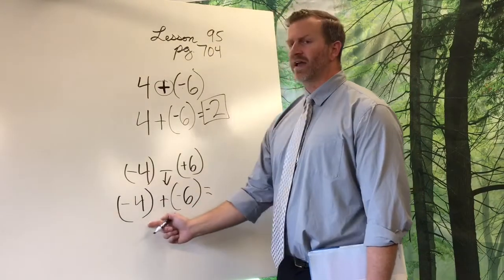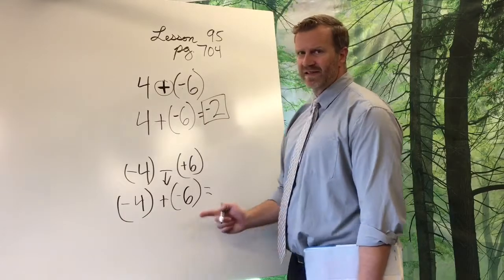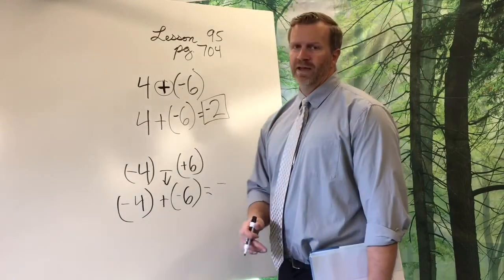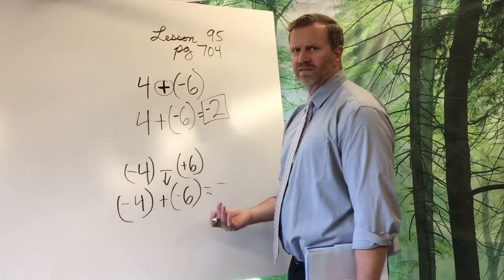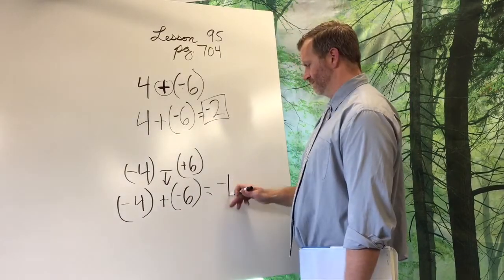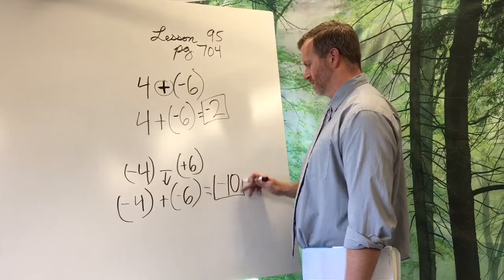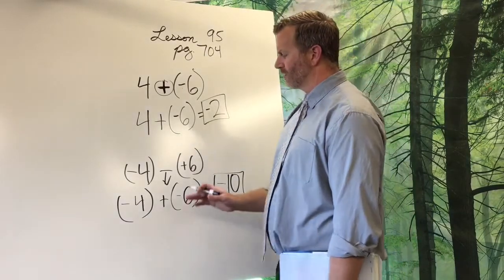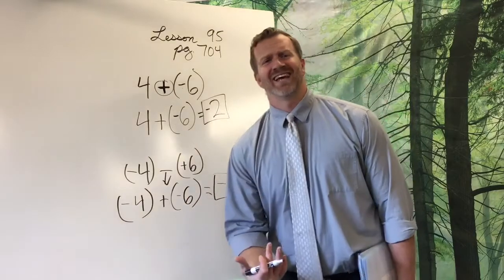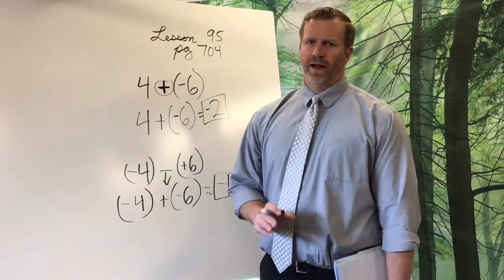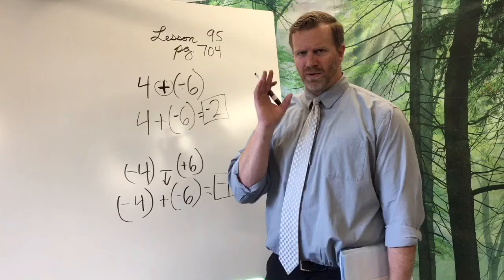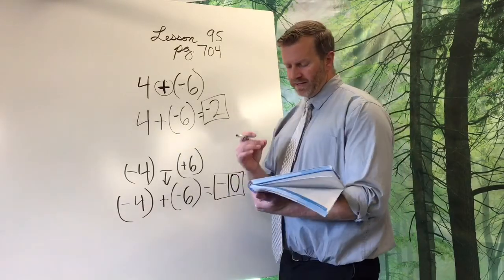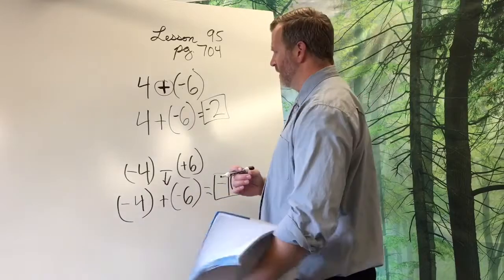Now, we got a negative 4 plus a negative 6. They're both negative. So I know my answer is going to be negative. And then it's just 4 plus 6. What's 4 plus 6? So we got negative 10. Okay, I know you're like, why do we even have to change it, Mr. Poole? I know, it's tough. It messes with my brain sometimes. But I think you guys will be okay.